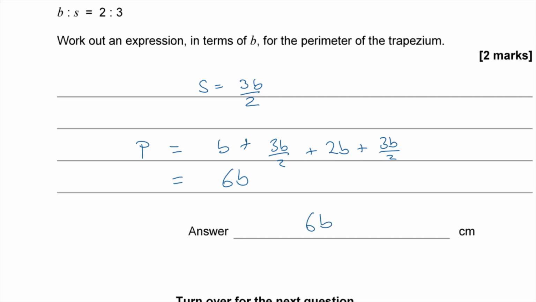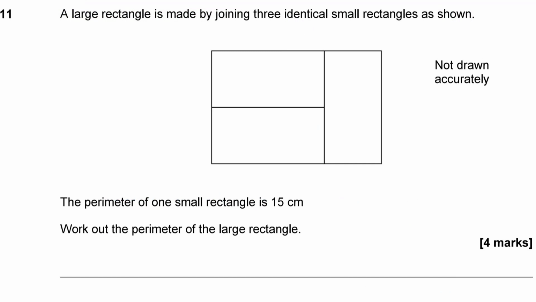6b centimeters. Question 11. A large rectangle is made up by joining three identical small rectangles as shown. Now, it's not drawn accurately, so don't get your ruler out. We're told that the perimeter of one small rectangle is 15. Work out the perimeter of the large rectangle.